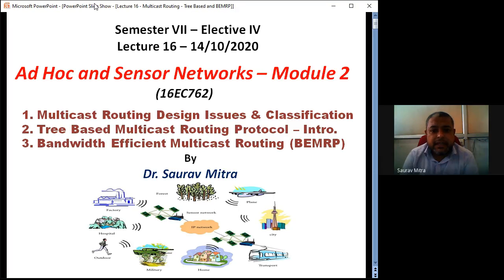Then there is the first type of routing, which is called tree based multicast routing. So what is tree based multicast routing? And there it is bandwidth efficient multicast routing, so it is called BEMRP. And this BEMRP actually has 3 stages.